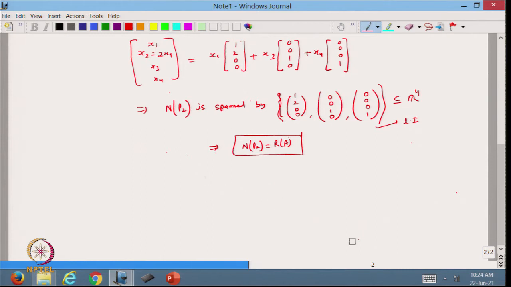So, after doing this one, now we are going to start with some other things, that is linear independence and matrices.